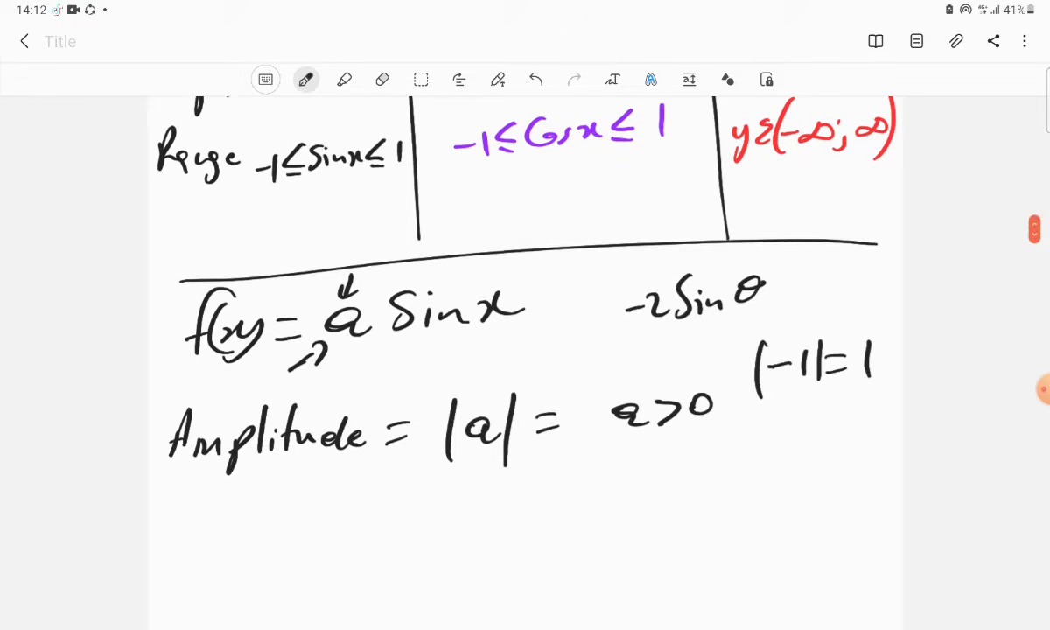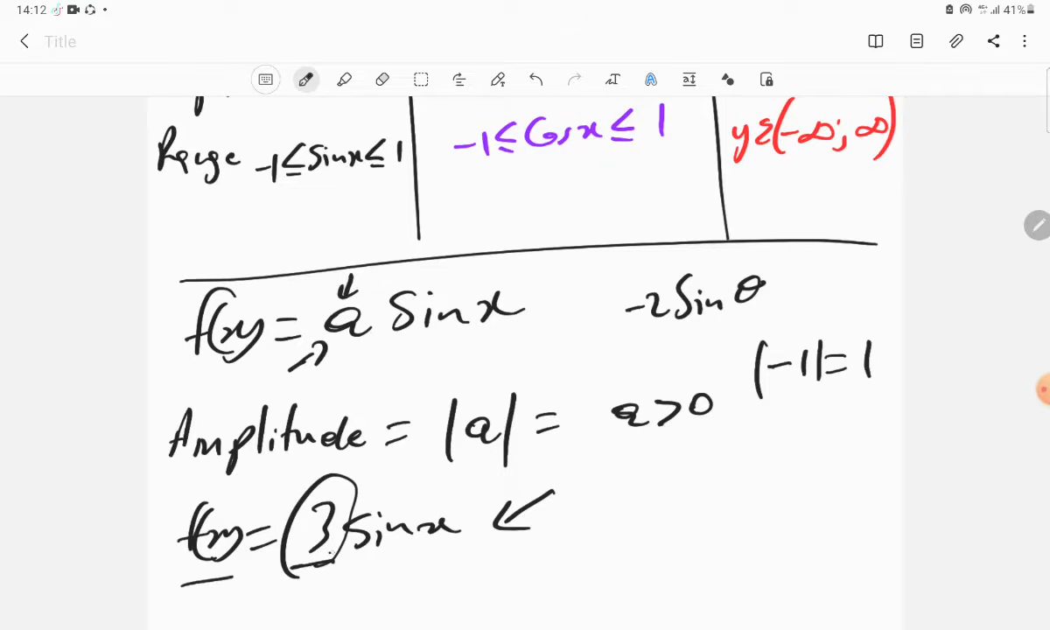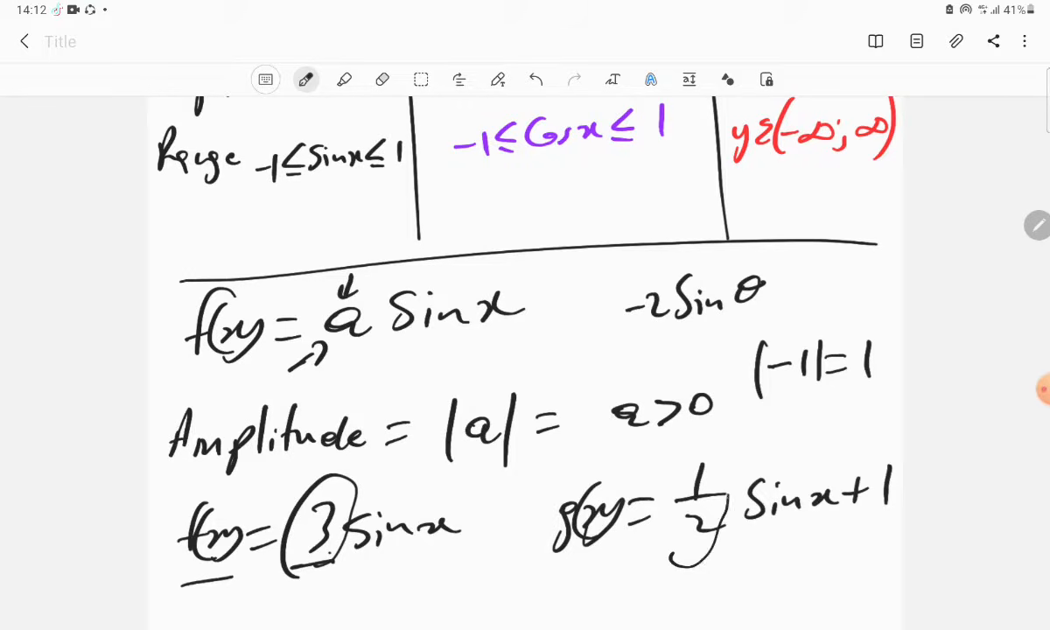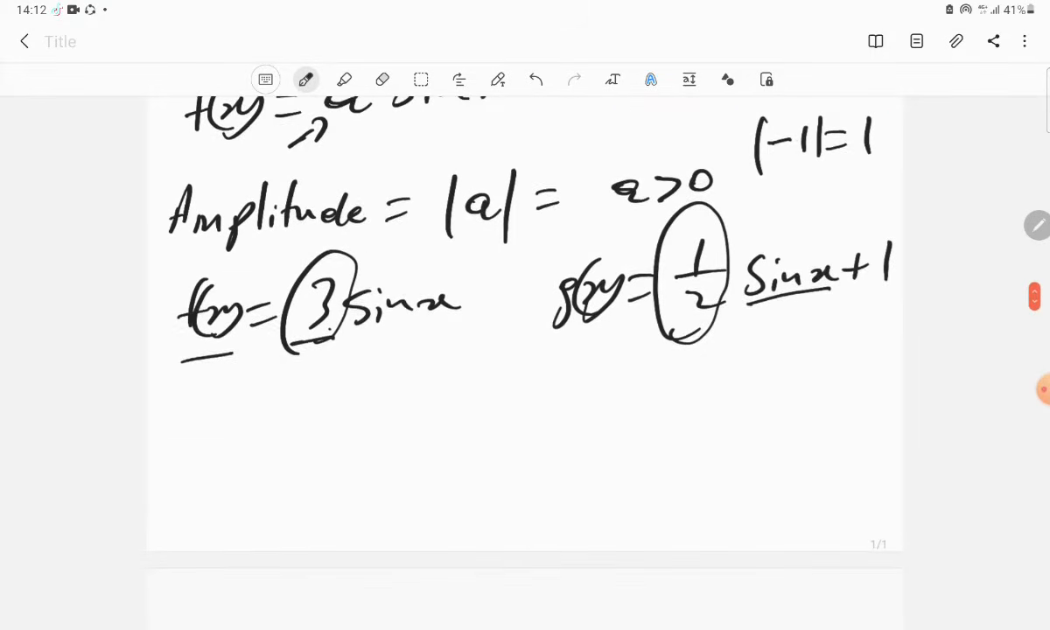So that means if you are having f at x being equal to 3 sine x, this 3 is going to be the amplitude of this graph. So what is the amplitude of this graph? The amplitude of this graph is just going to be this 3. The amplitude of this graph is always going to be the value in front of this trig ratio. So the amplitude is just half. Then what is the amplitude of this graph?